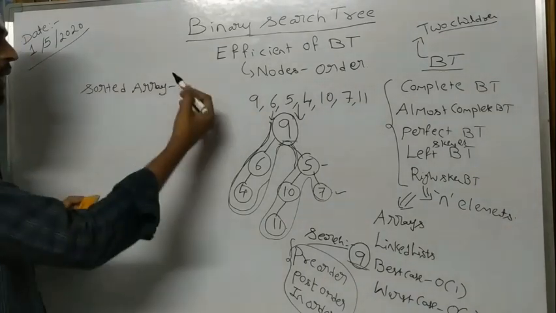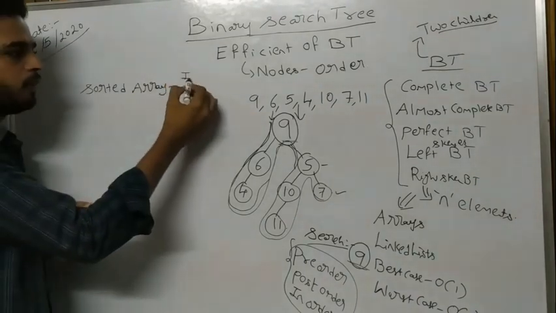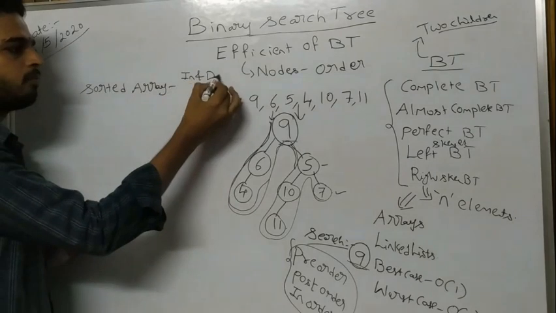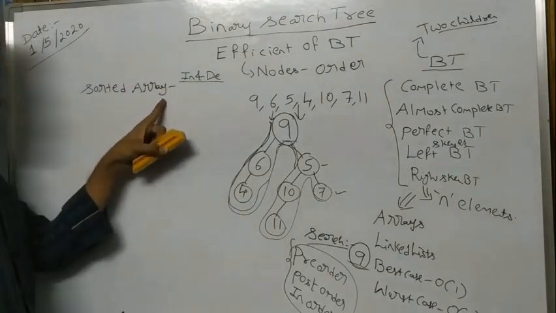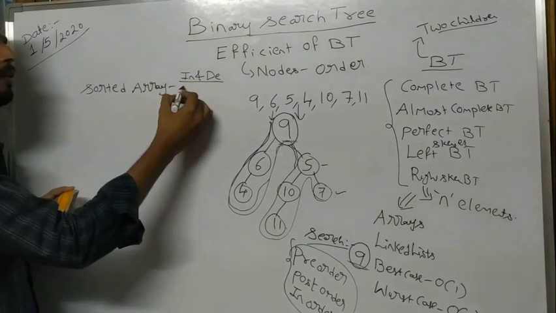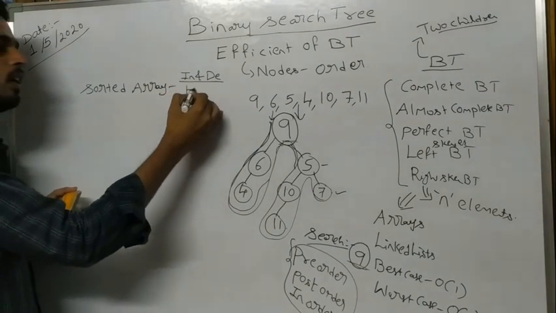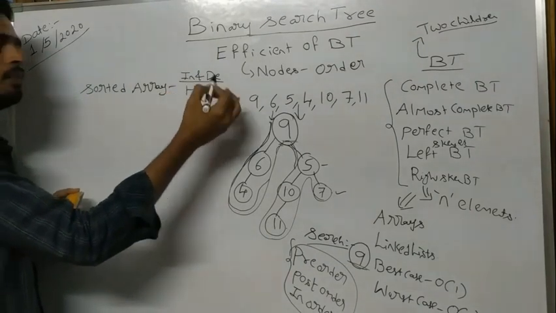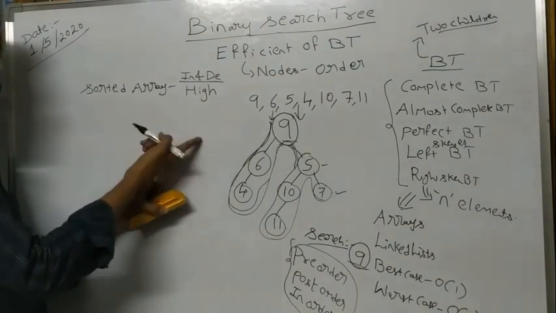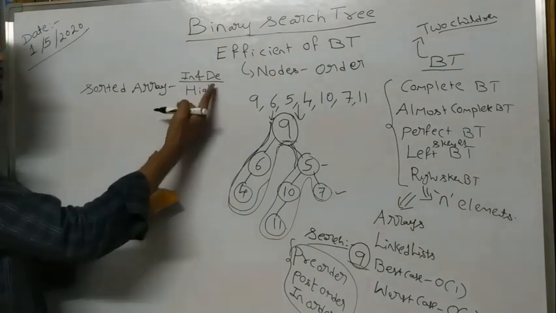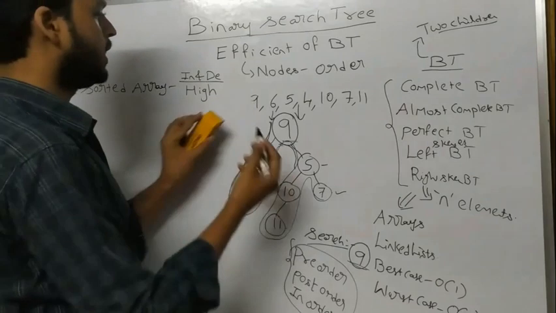In a sorted array, I can perform insertion, I can perform deletion, right? This insertion and deletion will take high time. Why? Because you need to make them sorted, right? So insertion and deletion will take high time. What about searching?